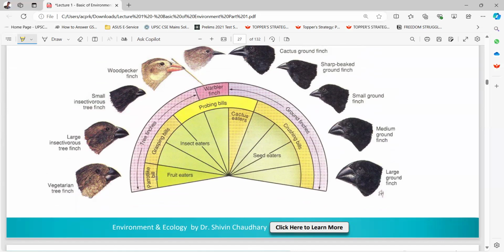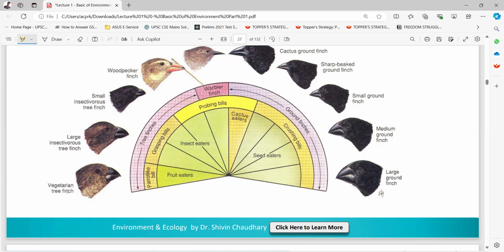Fruit eaters: parrot-like bill. Insect eaters: grasping bills. Cactus eaters: probing bills. Seed eaters: crushing bills. Okay, cactus eaters and seed eaters with crushing bills are included in ground finches. Probing bills are found in the warbler finch. Parrot-like bills, grasping bills, and some probing bills are found in tree finches.